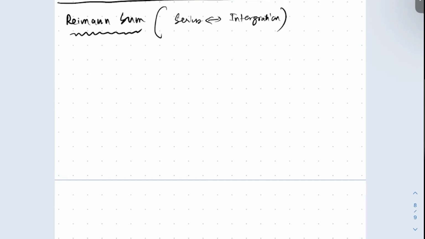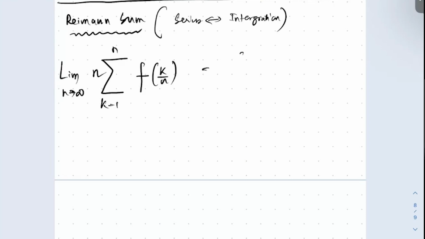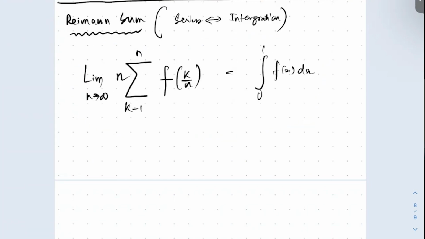So what it tells you is that, for example, if you remember, the summation of f of k by n, k from 1 to n, times 1 by n, in the limit n tends to infinity, goes to the integration from 0 to 1 of f(x) dx. This was done in your school days. I will revise it once again, how it happens.